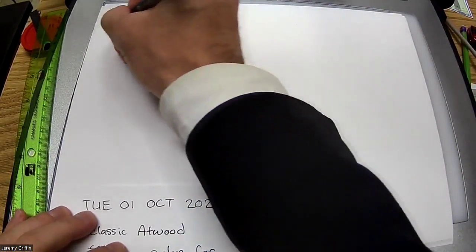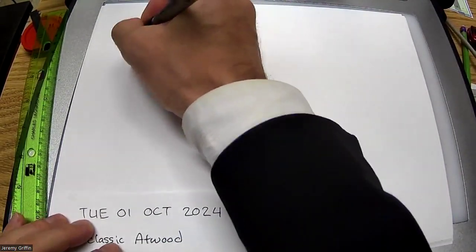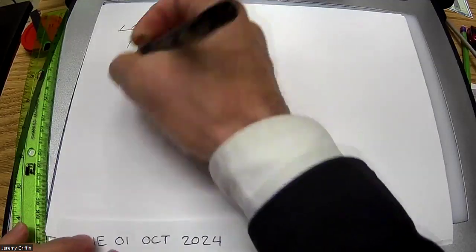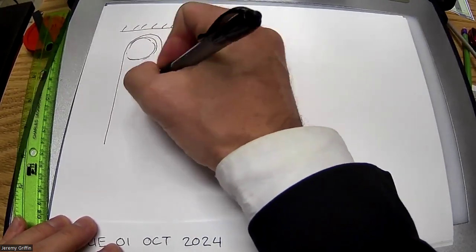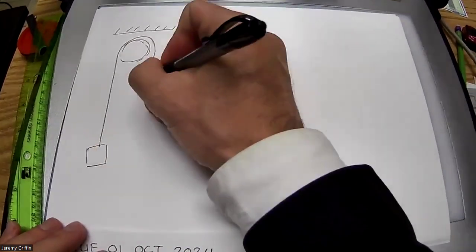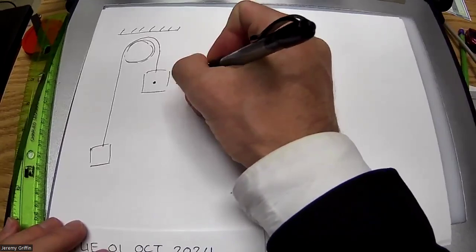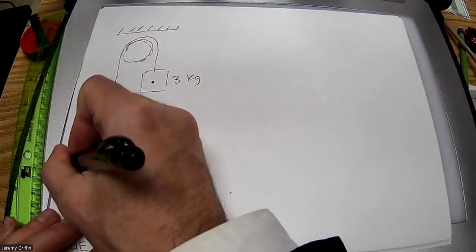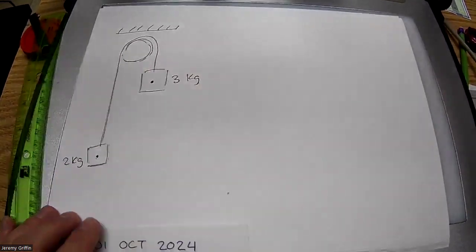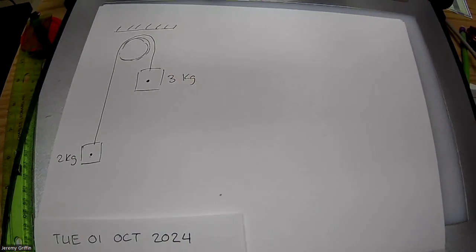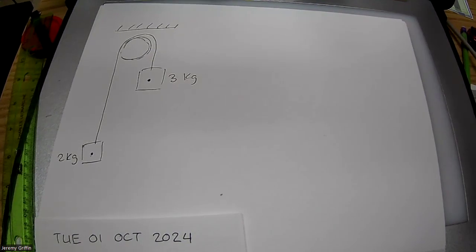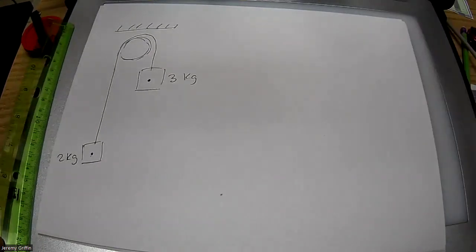So here you guys go. First here, taking some notes would be good. So I got 2 blocks. Let's call this guy 3 kilograms. Let's call this guy 2 kilograms. Got some masses on the board. Okay. Let's do a free body diagram. Get some forces.